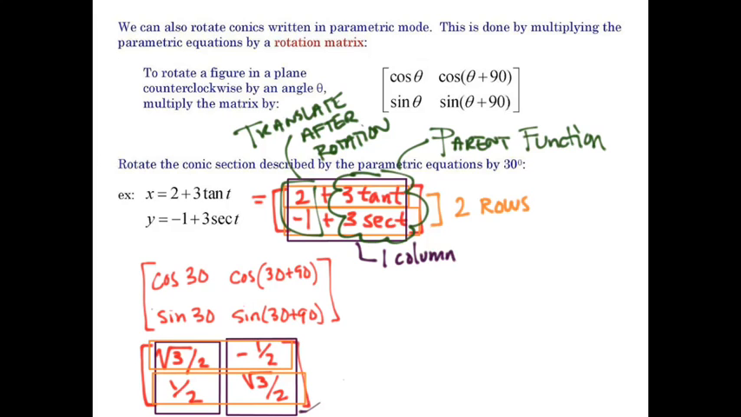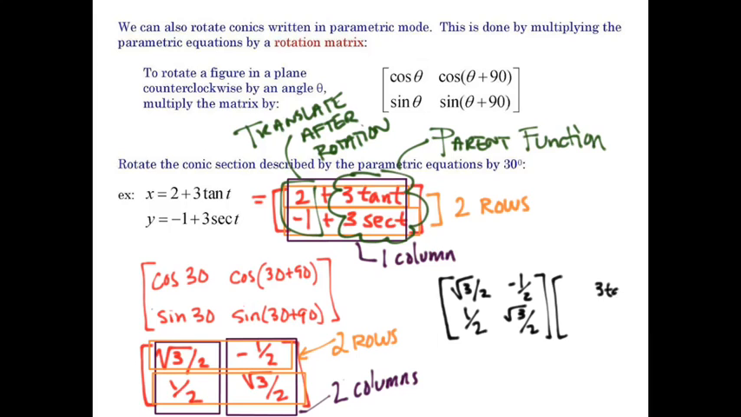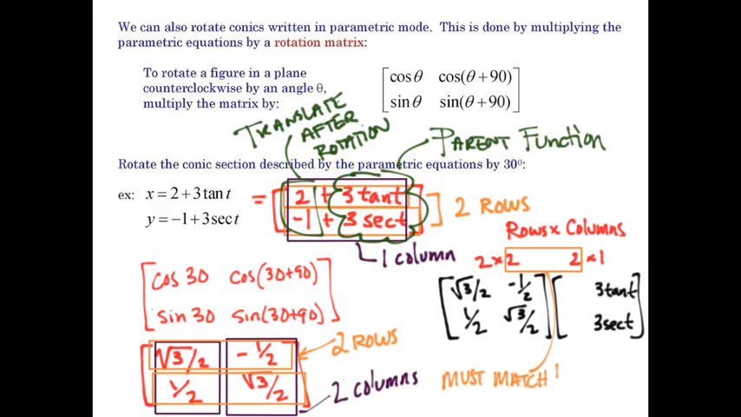So the way that this works is I'm going to take my two rows and my two columns, and the key idea with rotation matrices and multiplying matrices is that you have to make sure that your inner dimensions match. What that means here is I have rows by columns, which is 2 by 2 and 2 by 1. These have to match up. Otherwise I'm not allowed to multiply the matrices. And my resulting matrix is going to be my outside dimensions of 2 and 1.